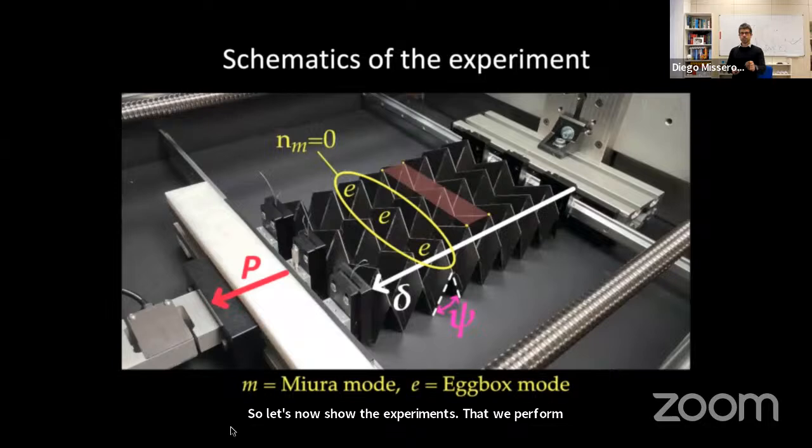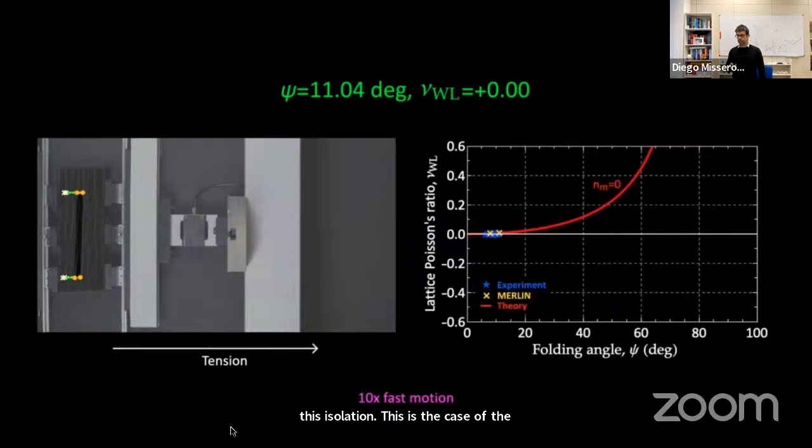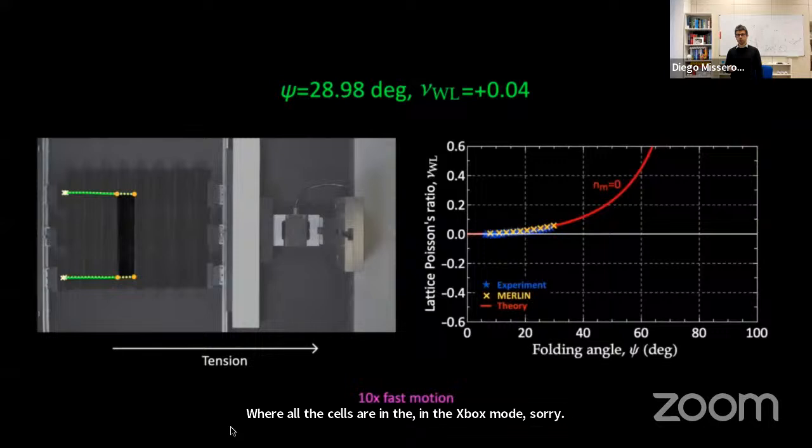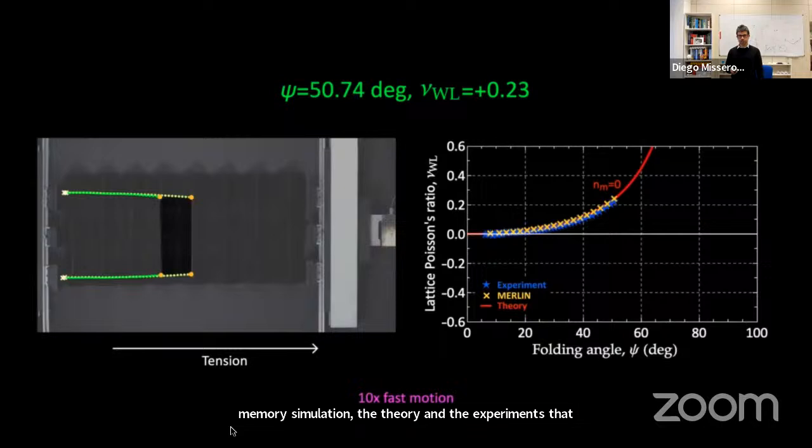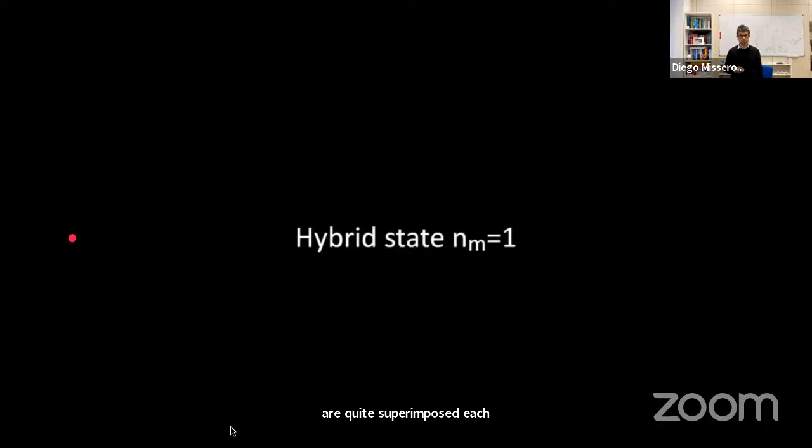This is the case where all the cells are in the egg box mode. And as you can see here on the right, we have the Merlin simulation, the theory and the experiments that are quite superimposed on each other. But please, also in this case, have a look at what is happening to the tessellation. You see, the sliders tend to move depending on the deformed state of the sample.